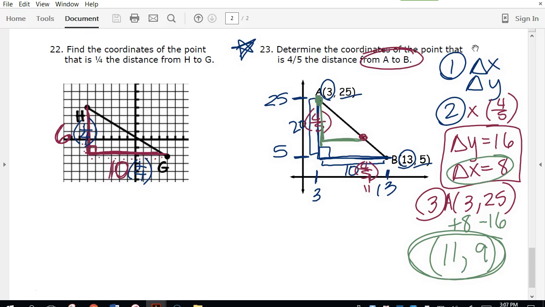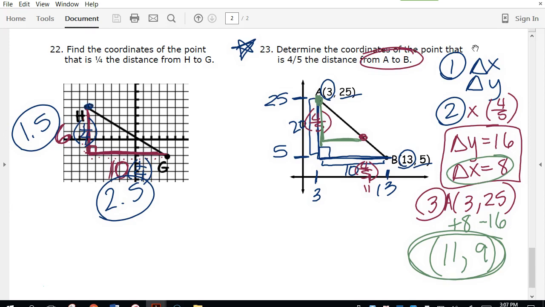What do you get? 6 times a fourth. 1.5. So my new one is 1.5. And what do you get down here? 2.5. Okay, now you check the problem. From where to where? Where's our starting point? From H to G. So we're kind of starting up here again.